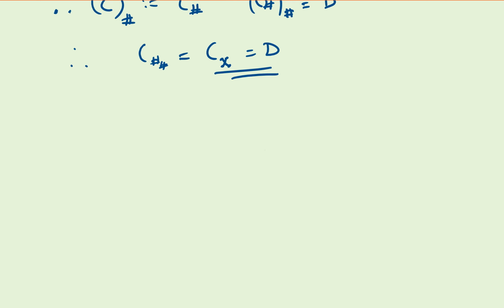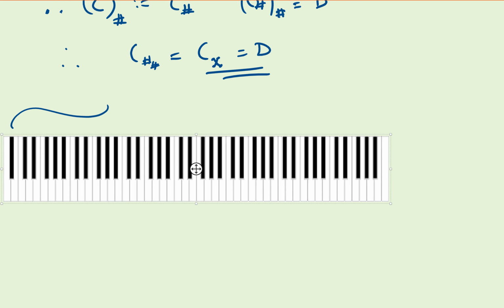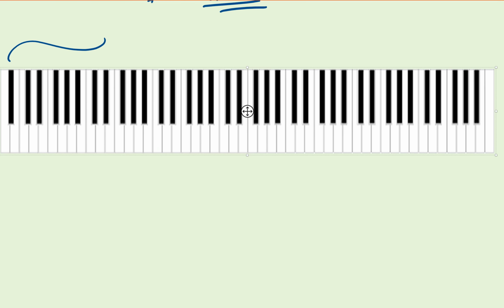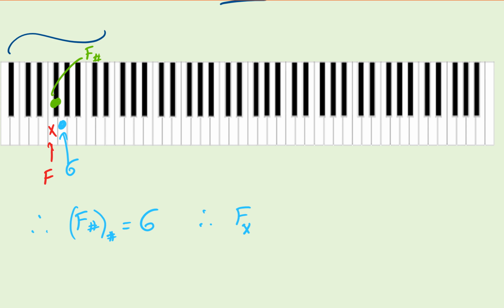So let us bring up a couple other identities that you may be able to generate on your own. So let us go here, F. If this is F, then this note here is going to be F sharp. And if we go up another half step, that's going to put us at G. So that means F sharp sharp is going to be G, and F double sharp is the same as G as well.